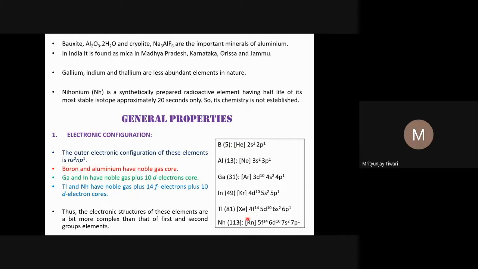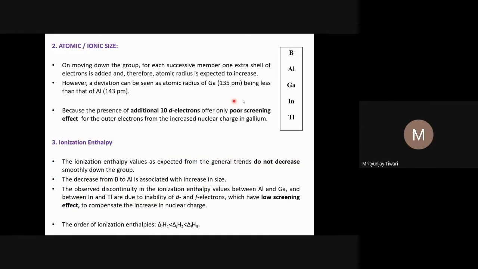So 4f orbitals, and for nihonium as well, electrons will go in 5f orbitals. So the core will contain the core of xenon plus 4f14 plus 5d10 for thallium and nihonium. The electronic configuration of radon core plus 5f14 plus 6d10. This is all the core of these elements. This is what we have explained as well.